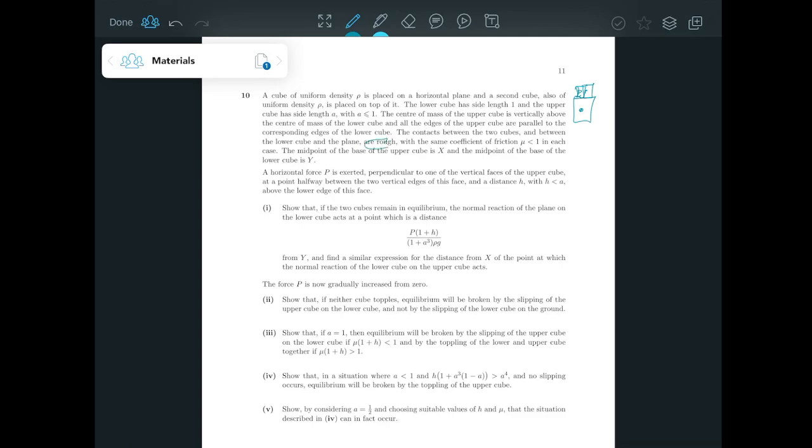They are rough connections. There's a lot of information here, and I'm already thinking this is a maybe. Horizontal force is exerted perpendicular to the vertical face of the obstacle, halfway between the two vertical edges of the face. So we've got some kind of force here at a distance h from the lower end, so I've got some distance. There's going to be some potential rotation here. There's going to be sliding here.